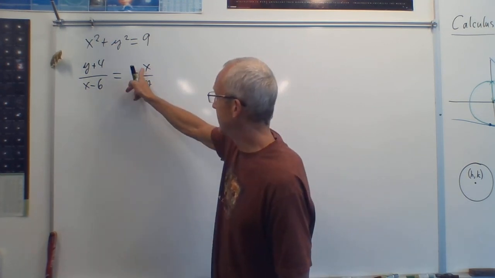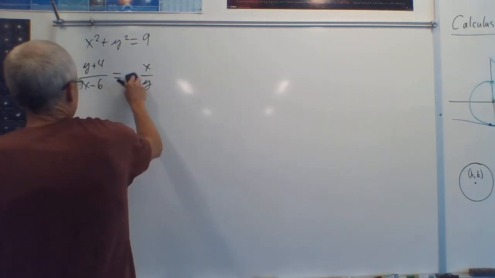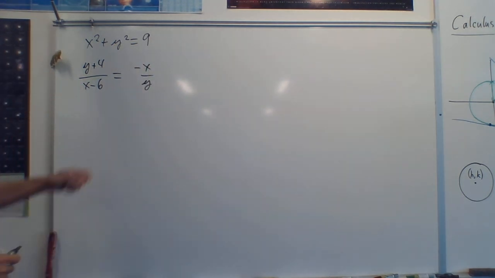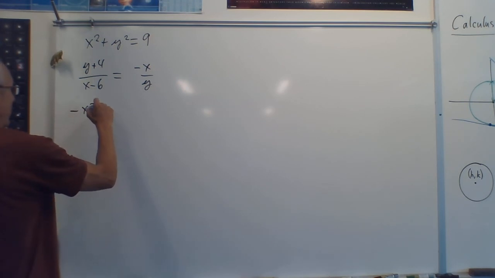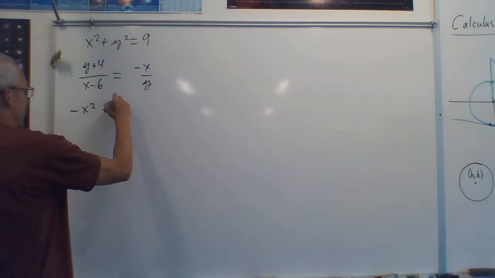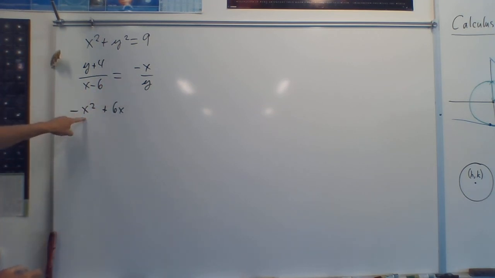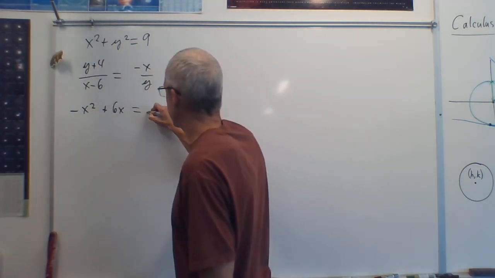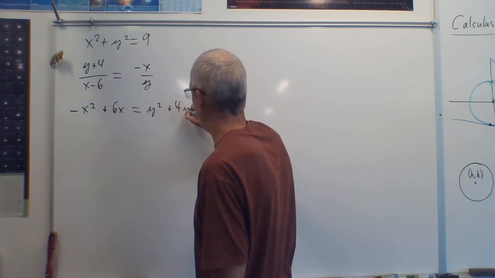I'm going to make this a negative x, so we'll put the negative sign up on top, remembering we're taking the negative in the x part. Negative x times x minus 6 is negative x squared plus 6x. Negative x times x is negative x squared. Negative x times negative 6 is plus 6x. Yep, that looks right. Equals y times y is y squared, y times 4 is plus 4y.